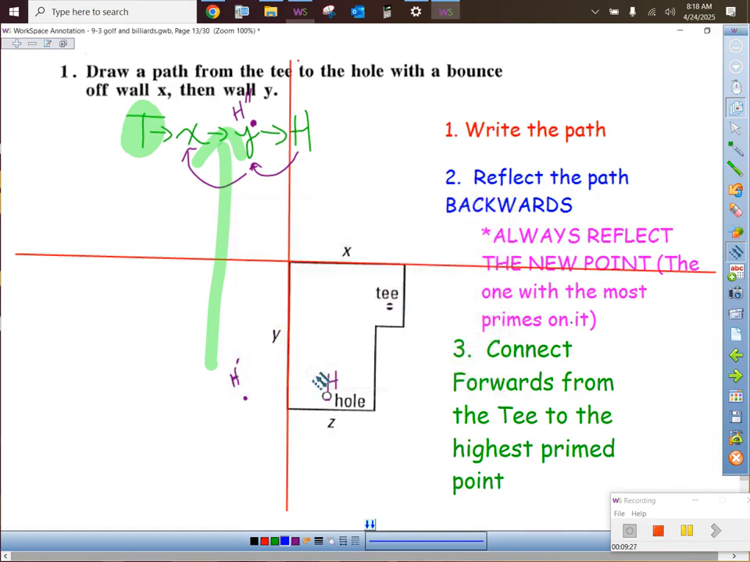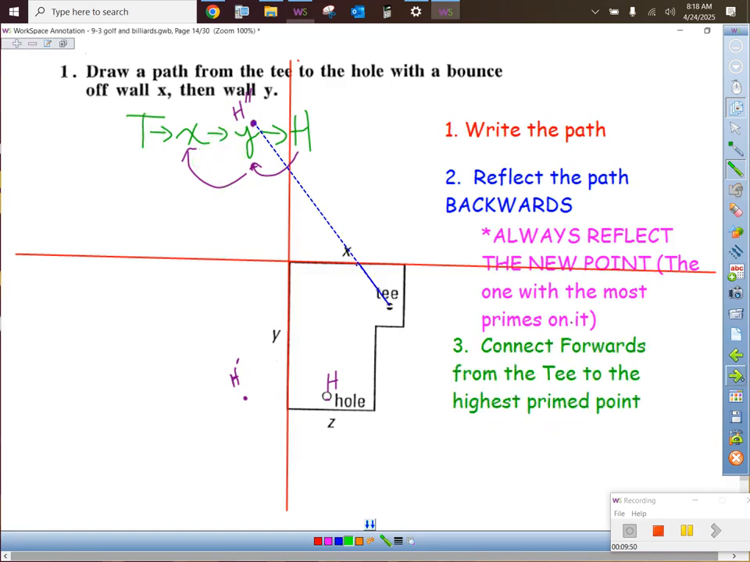If I connect, I was trying to get that straight edge from here to here, that's not going to happen. There's no way that's going to happen. The ball isn't going to go to H double prime. Why isn't it going to go to H double prime? What's going to happen right here? It's going to hit the wall, and what should happen? It should bounce off of it.